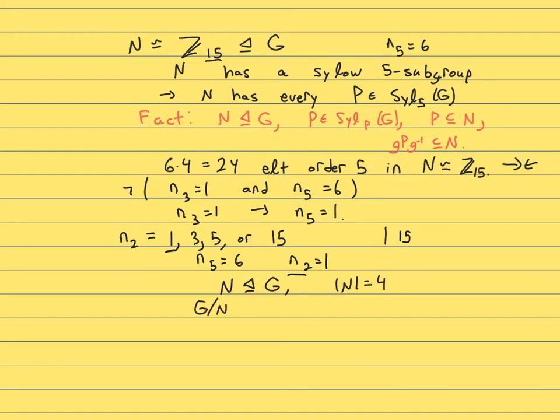Well, what's G mod N? It has size 15. It's isomorphic to a cyclic group again, which means, of course, it has a normal subgroup of order 5. Which means that G has a subgroup that's normal of order, let's do the math, 5 times 4, 20.